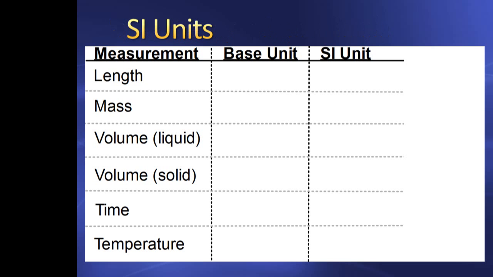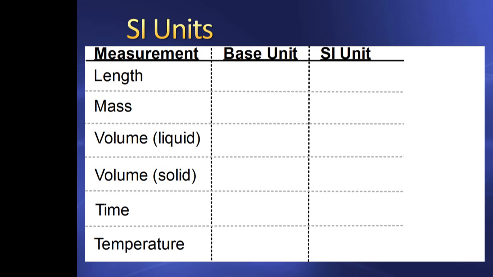Here are all the main measurements we'll be using this year. They are length, mass, volume for liquid, volume for a solid, time, and temperature. The base unit refers to the unit of measure without any prefixes on it. We'll discuss prefixes in another video. The SI unit is the most common measurement for everyday measuring. Almost all of the measurements except for one, the base unit and the SI unit, are the same. Be sure to pay attention and remember which one doesn't match this pattern.